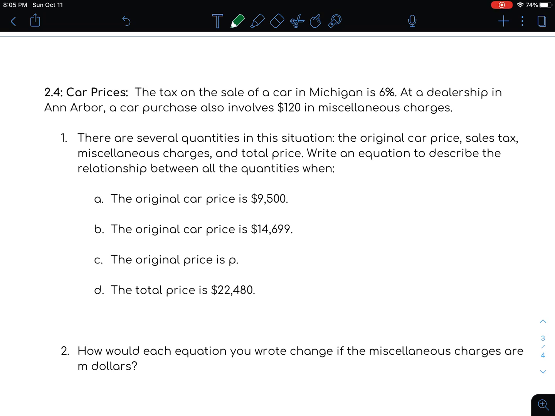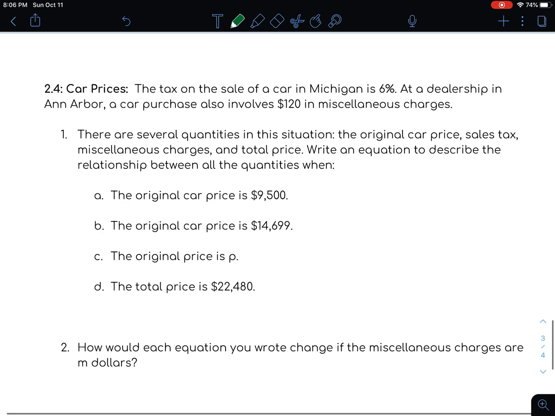Okay, so whenever you buy something, unfortunately, that's not the total price, right? What we see as a sticker price, we don't necessarily pay that sticker price because sometimes there's tax added on or some other charges added onto that. And that's exactly what the situation is here.